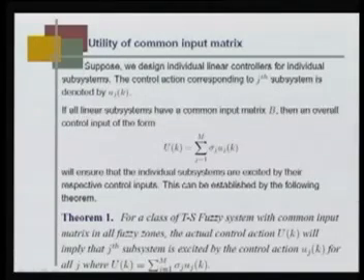So, what we are doing here is designing a control action for each subsystem. The control action corresponding to the j-th subsystem is denoted by u j(k), which stabilizes that subsystem. If all linear subsystems have a common input matrix B, then an overall control input of the form u(k) is sigma j u j(k).